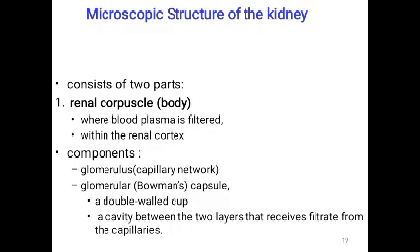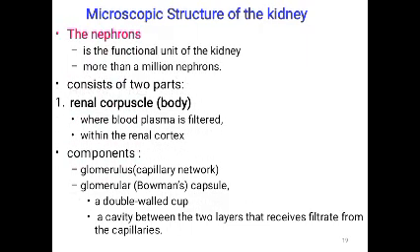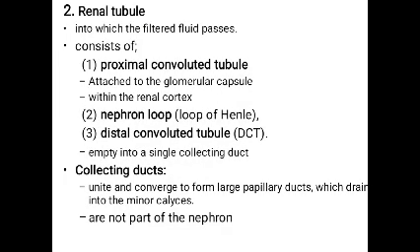This is the microscopic structure of the kidney. The nephron is the functional unit of the kidney, with more than 1 million nephrons. The renal tubule, in which the filtered fluid passes, consists of 1 proximal convoluted tubule attached to the glomerular capsule within the renal cortex.